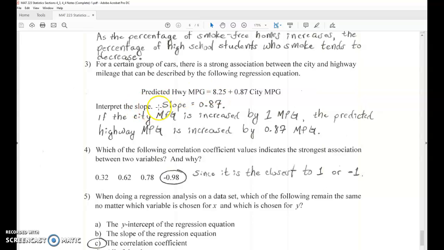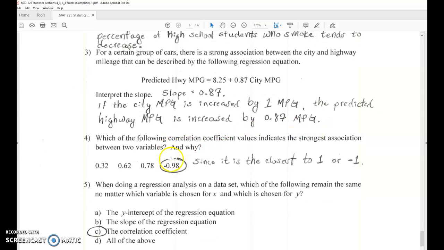So we want to interpret the slope. So the slope is M, which is 0.87. So what does that mean? That means if X increases by 1 unit, then Y increases by the amount of the slope. So in other words, if the city miles per gallon is increased by 1 mile per gallon, the predicted highway miles per gallon is increased by 0.87 miles per gallon.